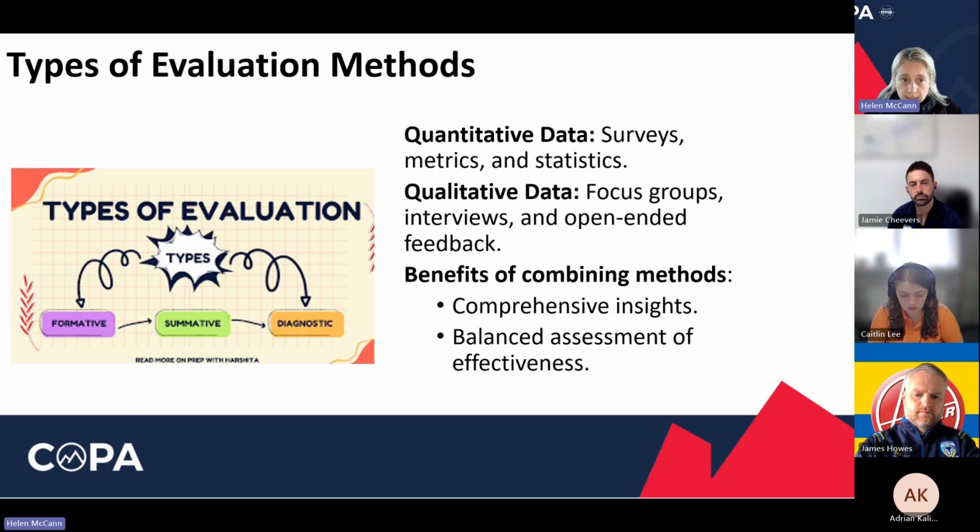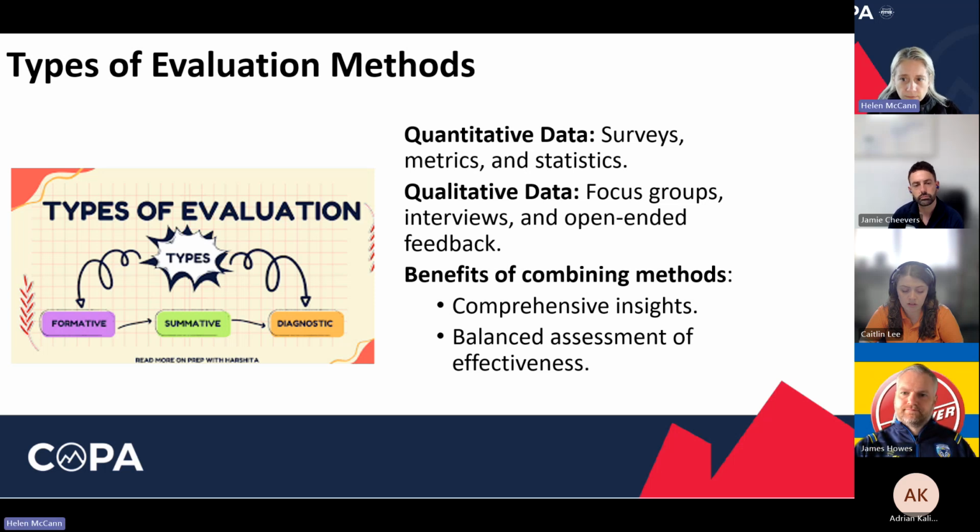So the first one is types of evaluation methods. You've got the quantitative and the qualitative. Does anyone know the difference between them? Quantitative is numbers, qualitative is surveys and focus groups and feedback.